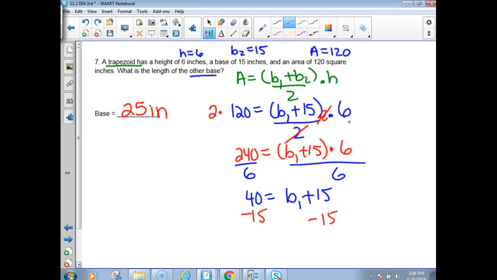All right, multiply. So what did we do? We multiplied by 2. If you want to write down what we did, multiply both sides by 2. Okay, divide by the height. And then we subtract.